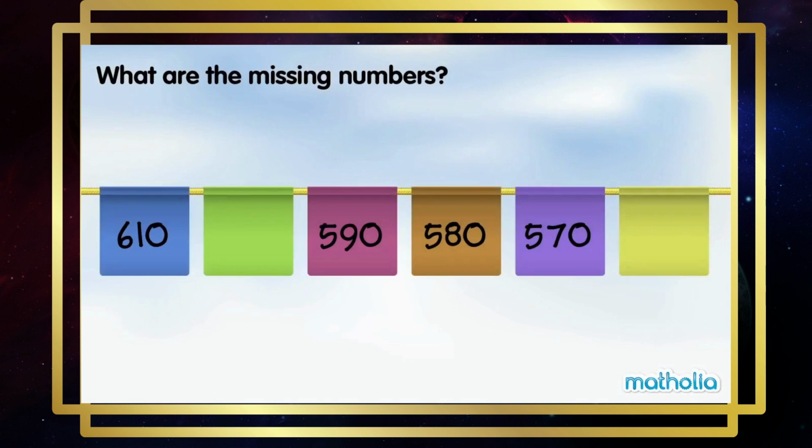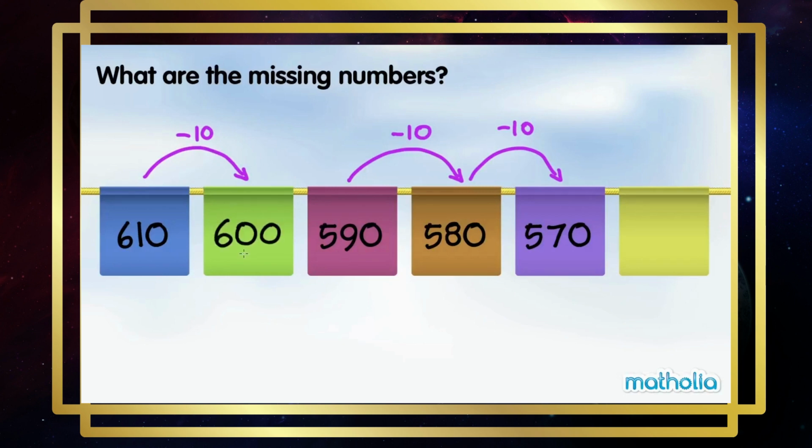What are the missing numbers? 590 minus 10 is 580. 580 minus 10 is 570. In each step, the numbers go down by 10. 610 minus 10 is 600. 570 minus 10 is 560. The missing numbers are 600 and 560.